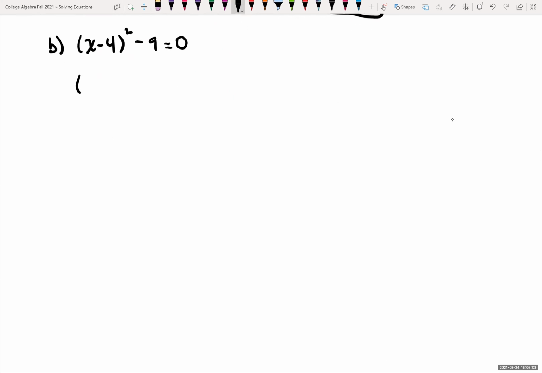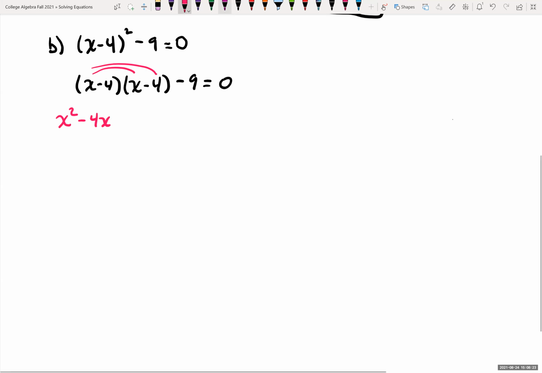So we would have had to look at x minus 4 all times x minus 4, minus 9 equals 0. And now if I distribute, so distributing this x to each term in the second parentheses, I would get x squared minus 4x. Distribute the negative 4 to each term. So I get negative 4x. Negative 4 times negative 4 is positive 16. Then minus this 9 equals 0.